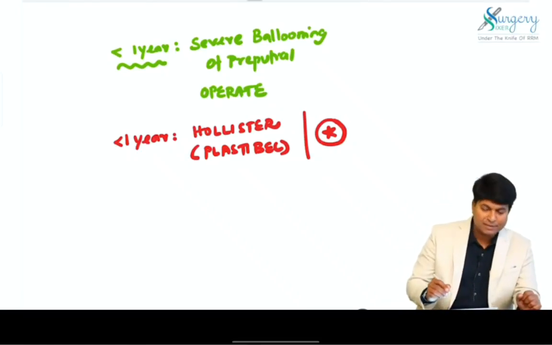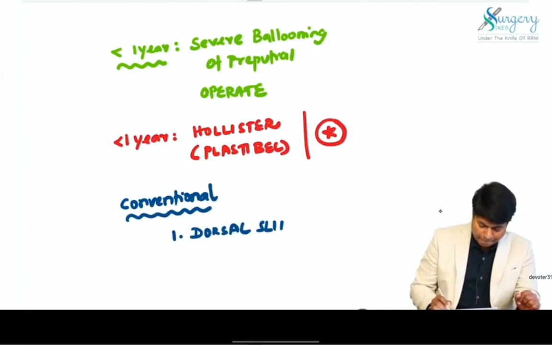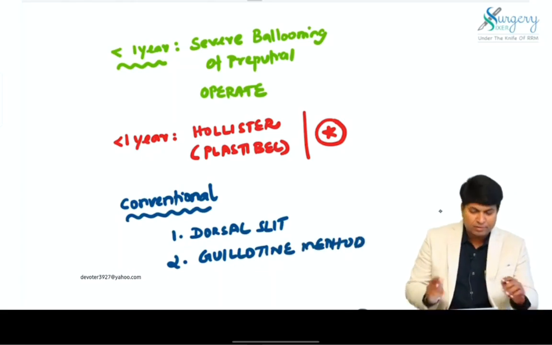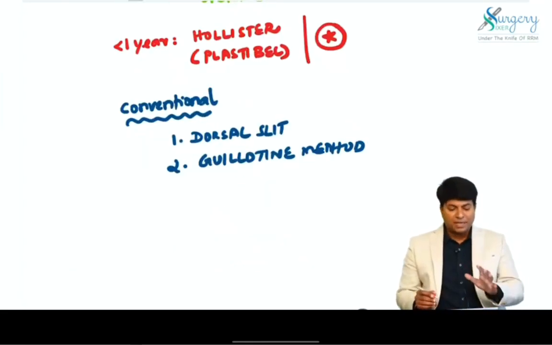Plastibal or Hollister device. So what are the conventional methods? Conventional methods of circumcision are 2 methods. Number 1, dorsal slit method. Another is guillotine method. In the guillotine method, we pull the excess skin and cut it horizontally. Be careful, you should not cut the glans. So guillotine method and dorsal slit method are the 2 conventional methods of circumcision.